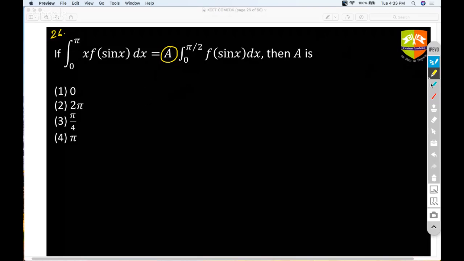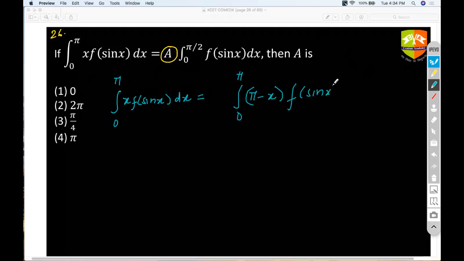Okay, so mostly people are going for option 4. This is a very simple problem. You just have to, let's say, take the integral from 0 to pi of x times f of sine x. You just have to apply King's property. So that becomes the integral from 0 to pi of (pi minus x) times f of sine x only.